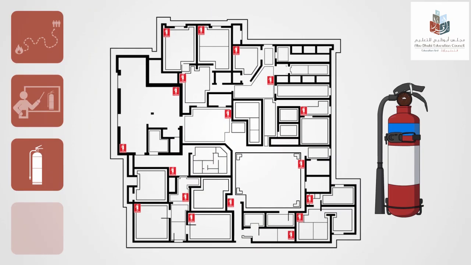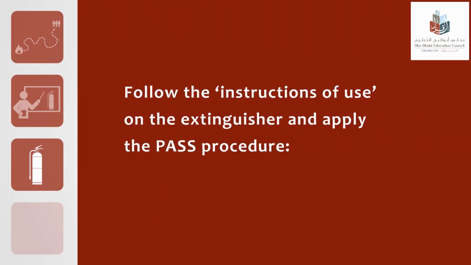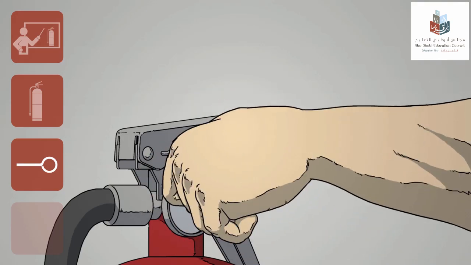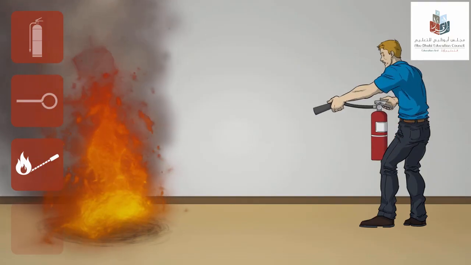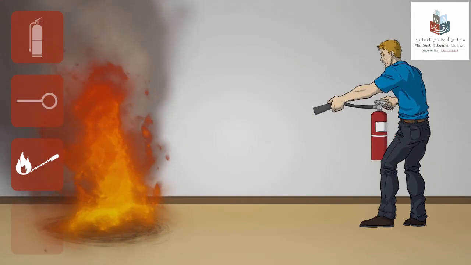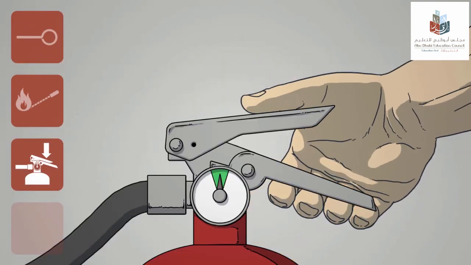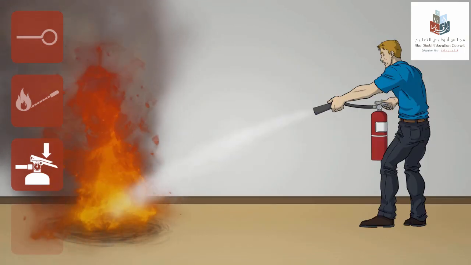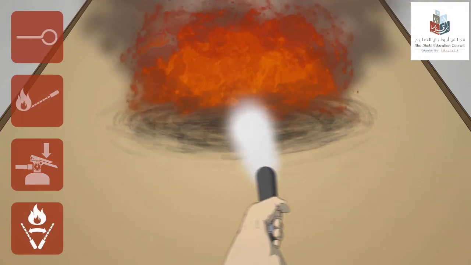Use the nearest fire extinguisher appropriate to the nature of the fire. Follow the instructions of use on the extinguisher and apply the PASS procedure. First, pull the safety pin. Second, aim the nozzle at the base of the fire, standing in an upwind location, about 1.5 to 2 meters away from the fire. Then squeeze the handle to activate the extinguisher and discharge its contents on the fire. And then sweep over the fire from side to side at its base.